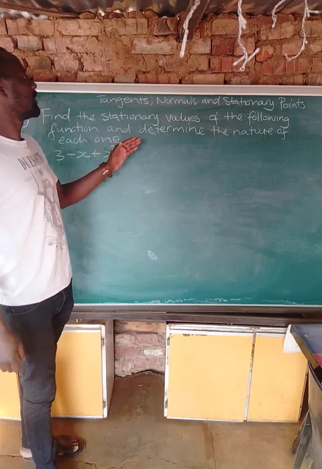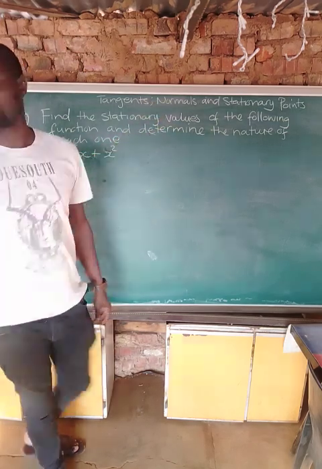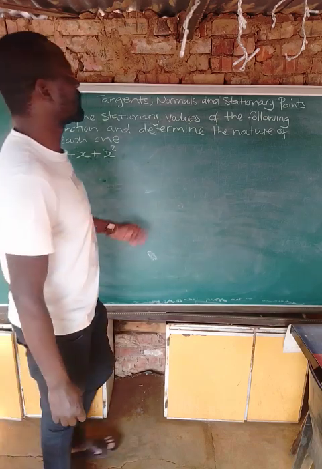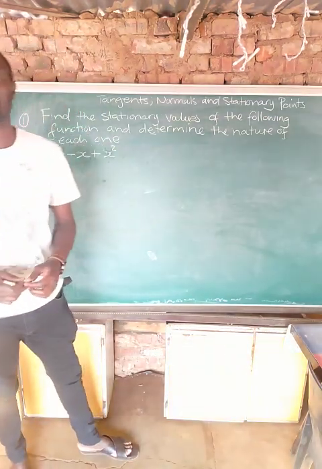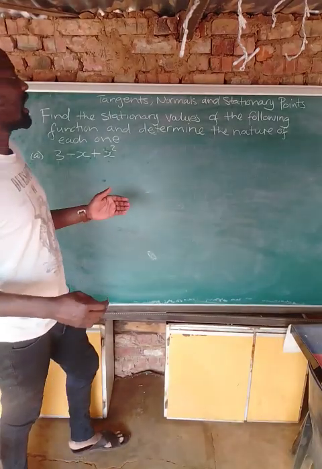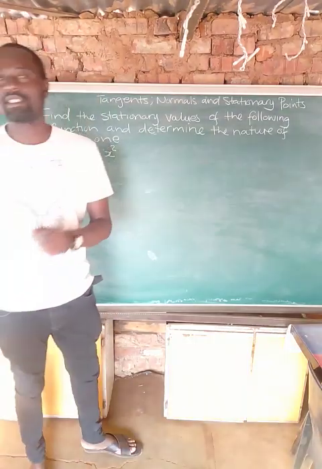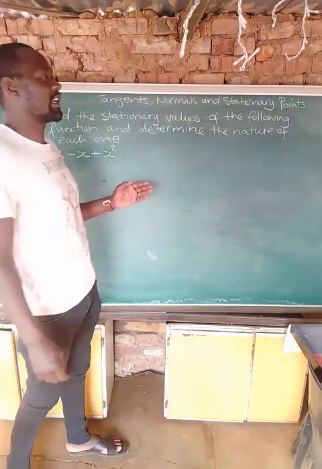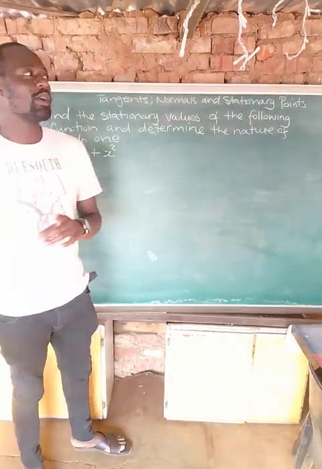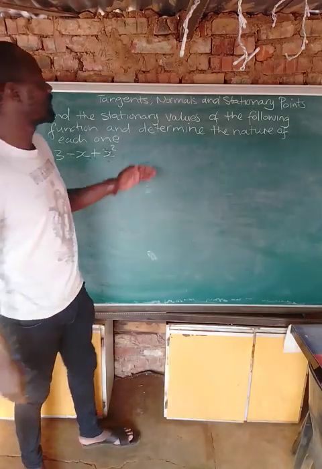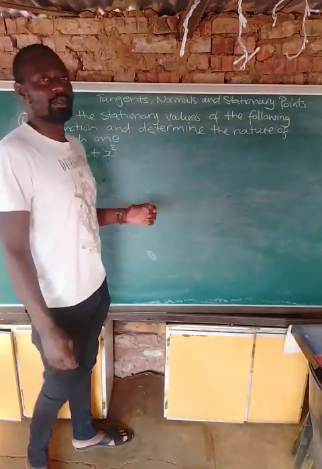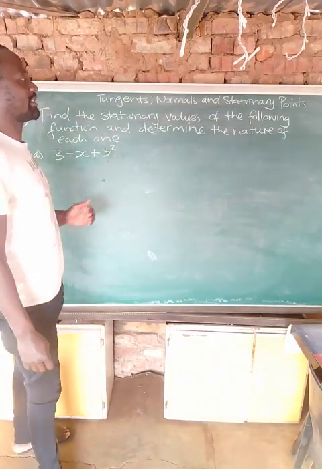Today, we want to do stationary points. A point is called a stationary point whereby our curve turns. In other words, it's called a turning point. At a stationary point, the tangent to that point is always horizontal to the x-axis.